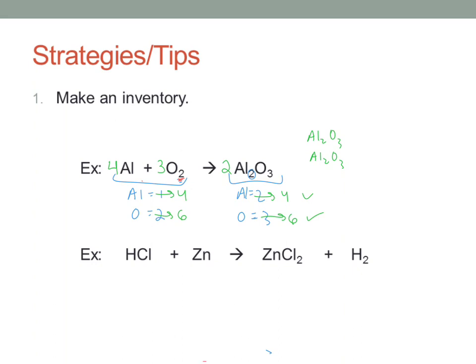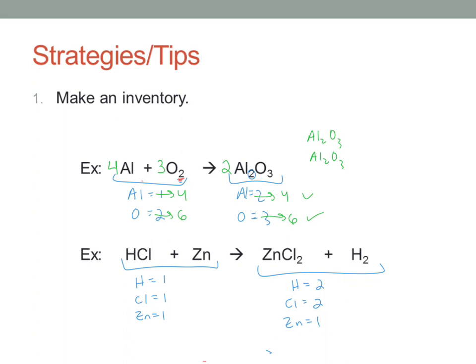Let me do the example down here. Again, I'll create my inventory. I've got HCl, so it looks like I've got 1 hydrogen. Looks like I've got 1 chlorine, and I've got 1 zinc. If I go to the right-hand side, it looks like my number of hydrogens now is 2, my number of chlorines is 2, and my number of zincs is 1. So I only have 1 zinc atom on either side, so that seems fine. Seems like we're good to go.